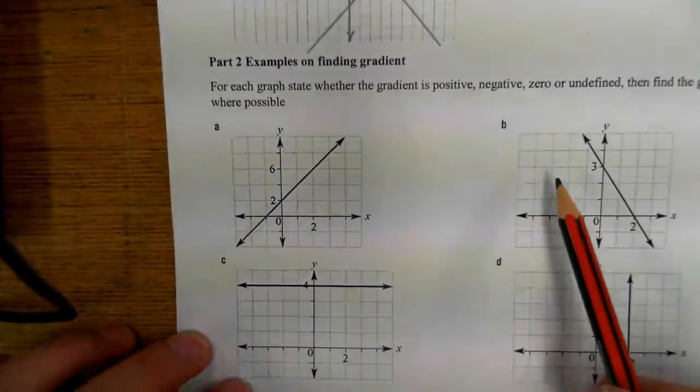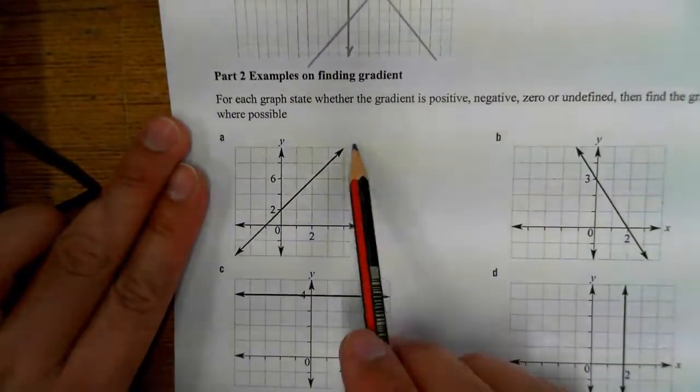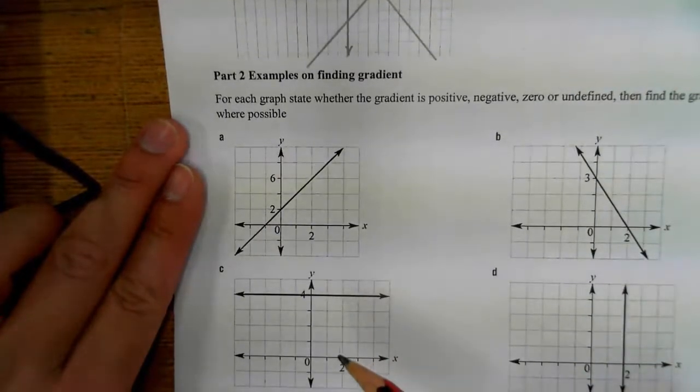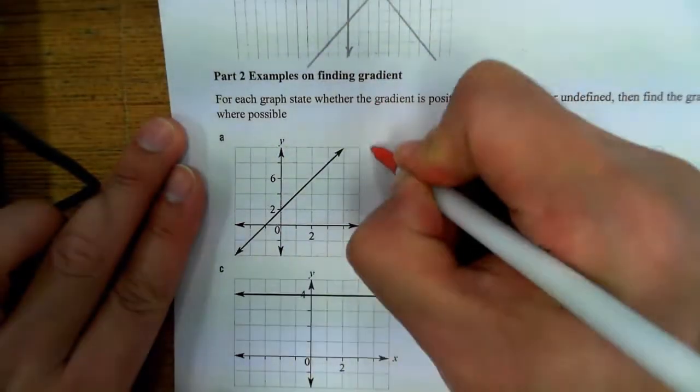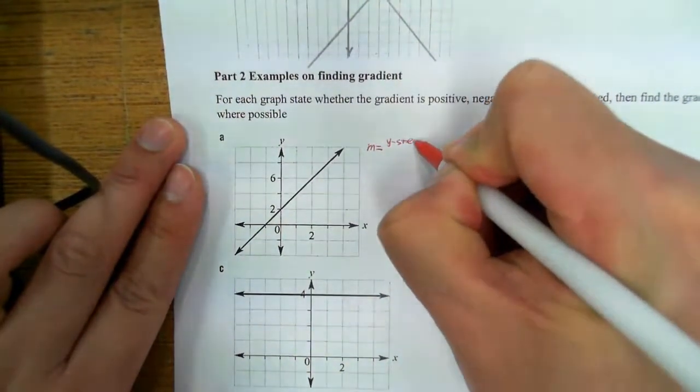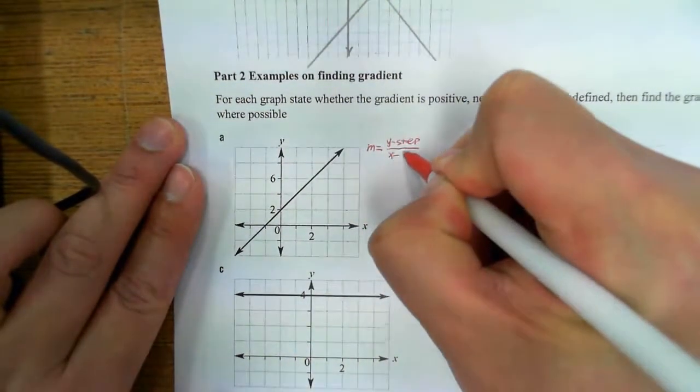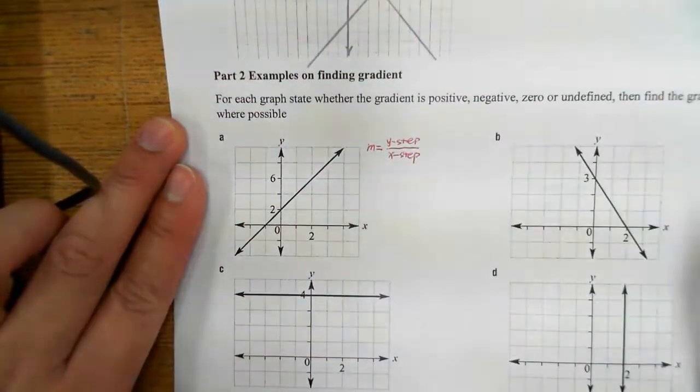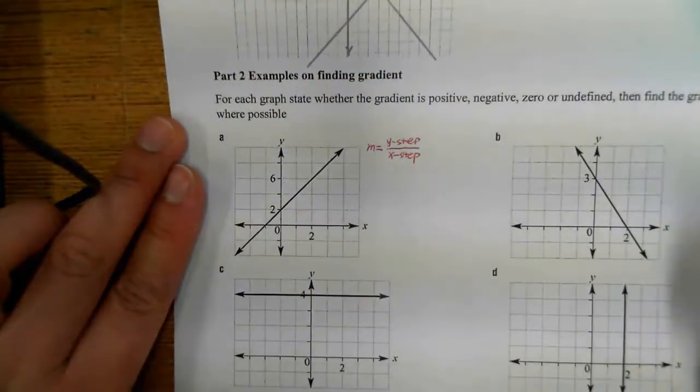How can we find the gradient? Let's have a look at this example. Find the gradient of this line. We always write this down first: m equals y step over x step.